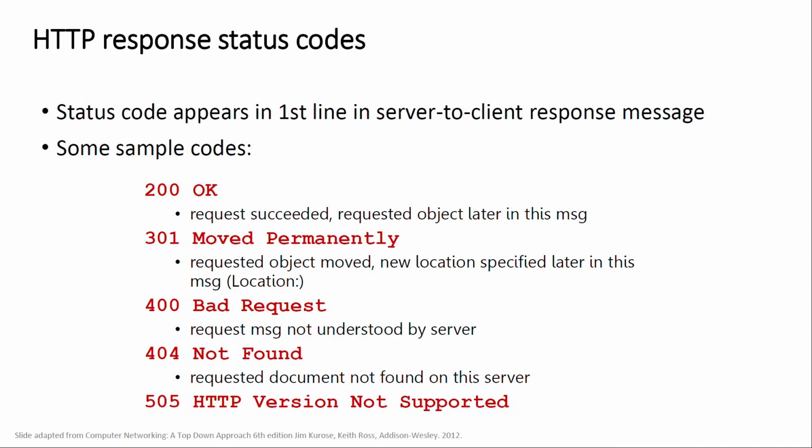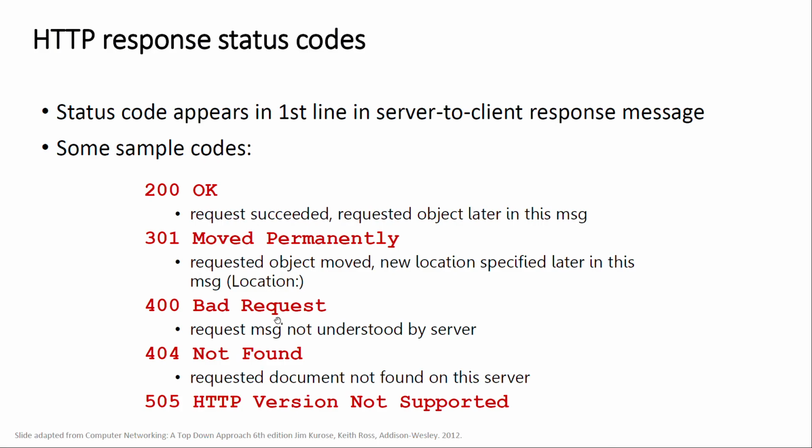You can actually find the full list on the internet, and these status codes appear in the first line in server to client response messages. Some example codes are 200, which means okay. This means that the request succeeded, and the requested object will appear later in this message. If you see 301, this means moved permanently. The requested object moved, and the new location is specified later in this message in the Location header. So if your browser is clever enough, it can look at that and take you to the new location of the object that you wanted to visit.